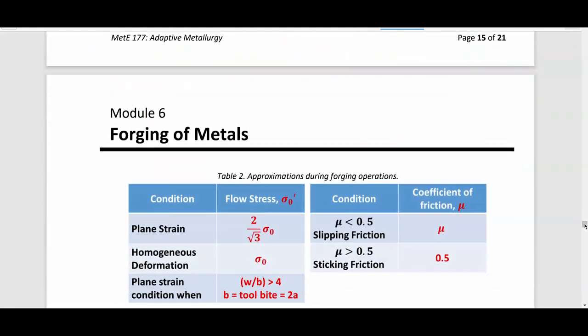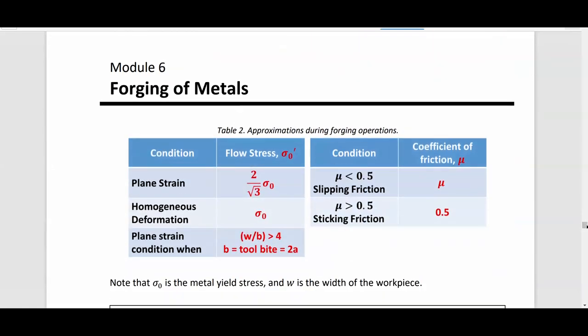Okay, so ito yung mga general approximations, no, based on the conditions na we have on the table. We have the plane strain condition. Our flow stress sigma naught prime is equal to 2 over square root of 3 sigma naught. Pero when we have homogeneous deformation, so that is non-plane strain, no? That is we are now moving in 3 directions, or we are straining in 3 directions. If you have that condition, then you need to use sigma naught. Instead of ito, 2 over square root of 3, tatanggalin mo lang siya, magiging sigma naught lang. So whatever is the sigma value from the UTM test, yun yung gagamitin natin. Okay? So how do we decide when you have plane strain or homogeneous deformation, ito yung gagamitin natin condition.